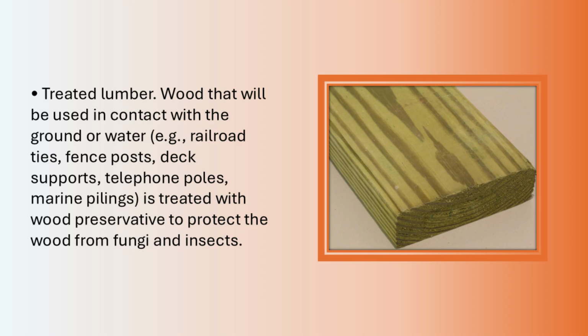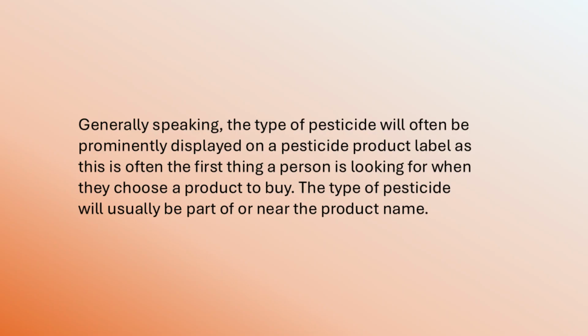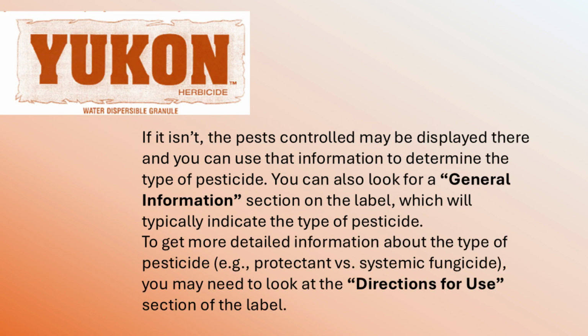Generally speaking, the type of pesticide will often be prominently displayed on a pesticide product label, as this is often the first thing a person is looking for when they choose a product to buy. The type of pesticide will usually be part of or near the product name. If it isn't, the pest control may be displayed there, and you can use that information to determine the type of pesticide.